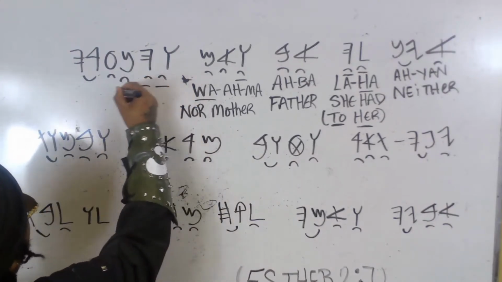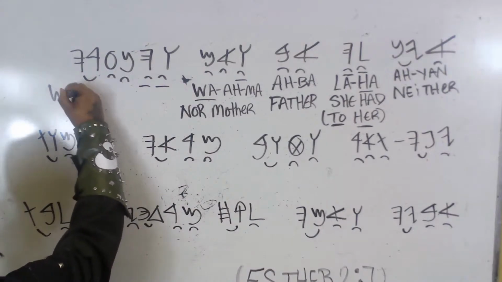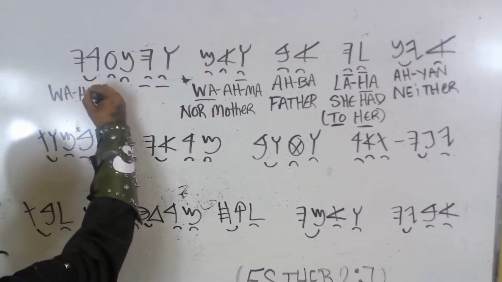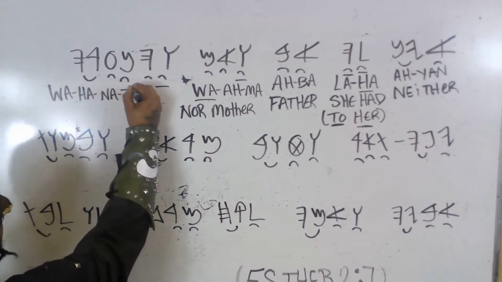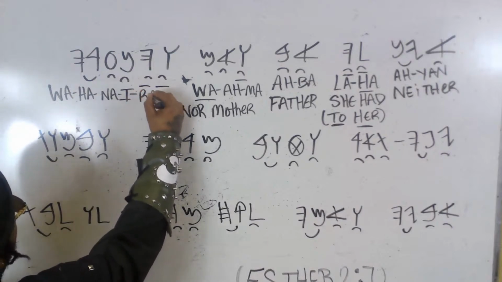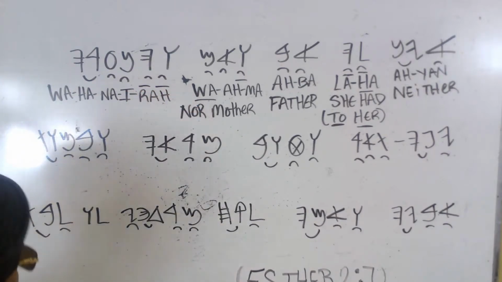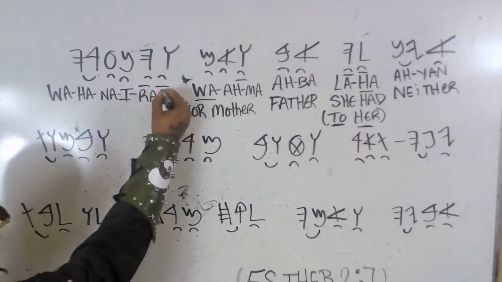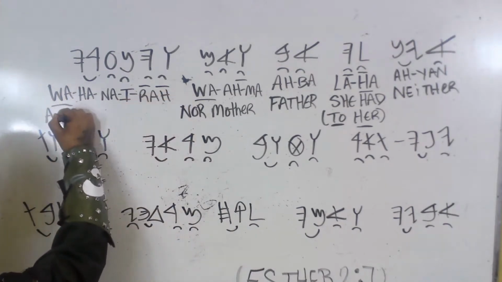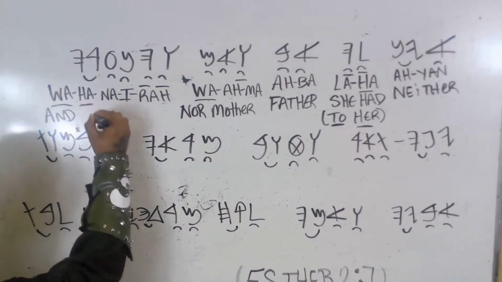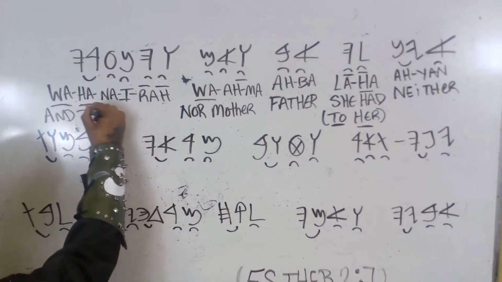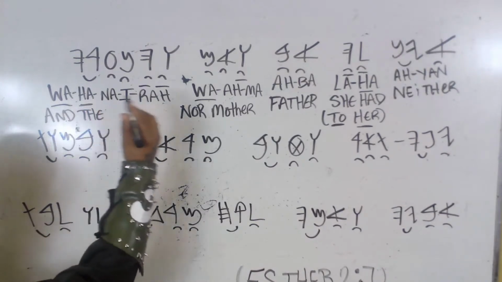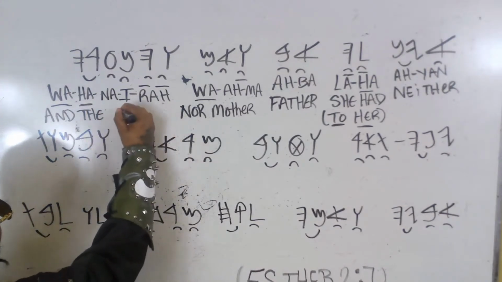Wa ha na'ira. Wa ha na'ira, right? Neither to her father nor mother. And wa at the beginning of a root word means and, and ha at the beginning of a root word means the. You know, ha at the beginning is saying the. And the maid.